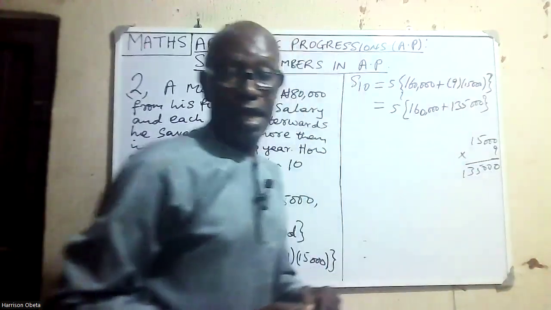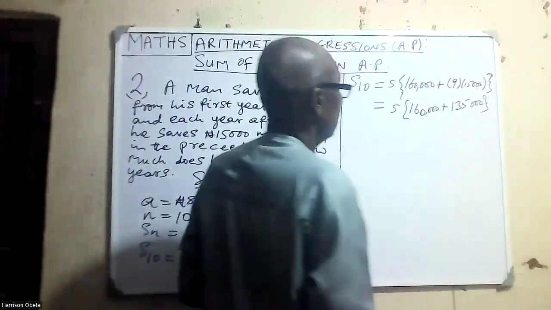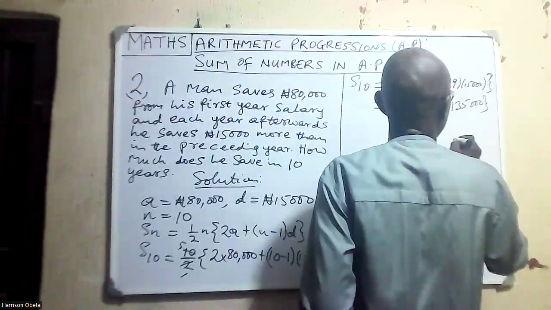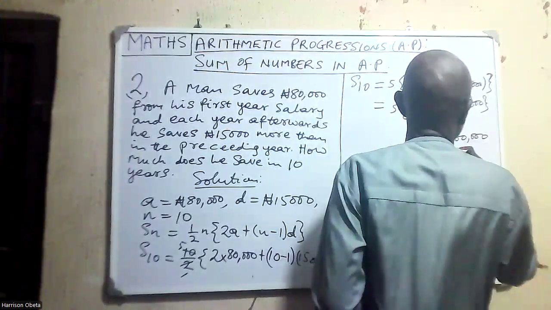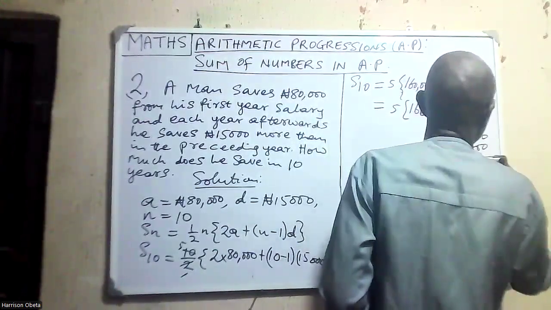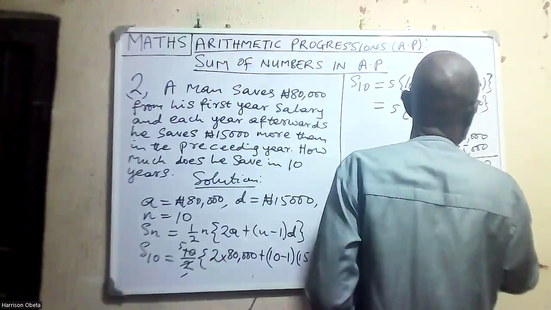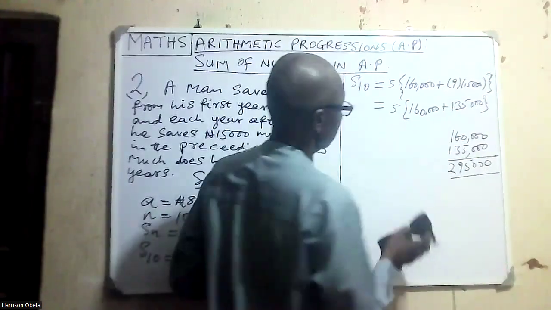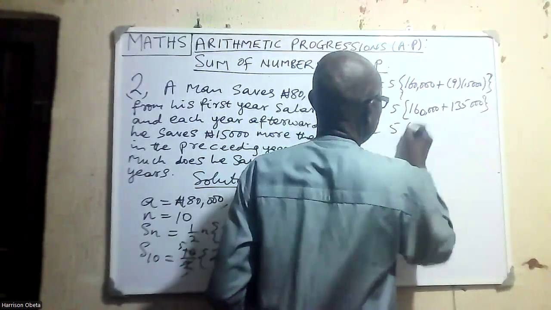Then we can now add and multiply by 5. We do it here, we have 160,000 plus 135,000. 0, 0, 0. This is 5, this is 9, this is 2. That is 295. So we're now having 5 into 295,000.